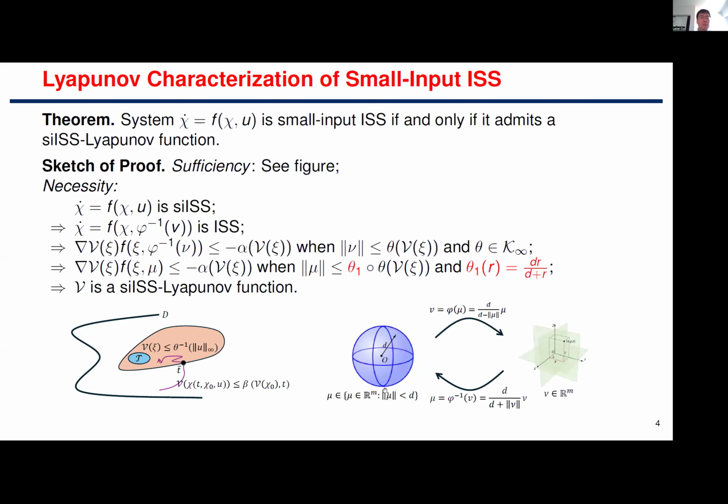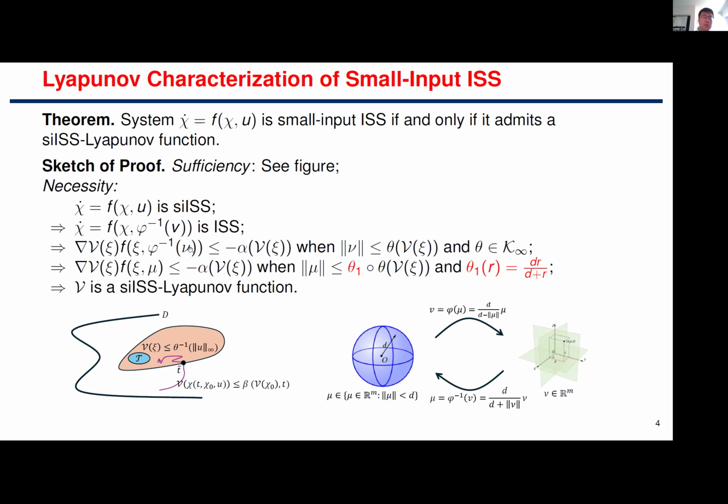Okay, so how can we prove the equivalence between small input ISS and small input ISS Lyapunov function? The sufficiency follows directly from the idea of classic ISS. For any bounded noise smaller than D, we can draw a compact set. Within this compact set, the trajectory will stay there all the time, which means that this compact set is invariant. When the trajectory is outside this compact set, the derivative of the Lyapunov function is negative definite. So by the comparison lemma, the trajectory approaches this compact set, and afterwards it stays there all the time. That's the whole idea of the sufficiency proof.